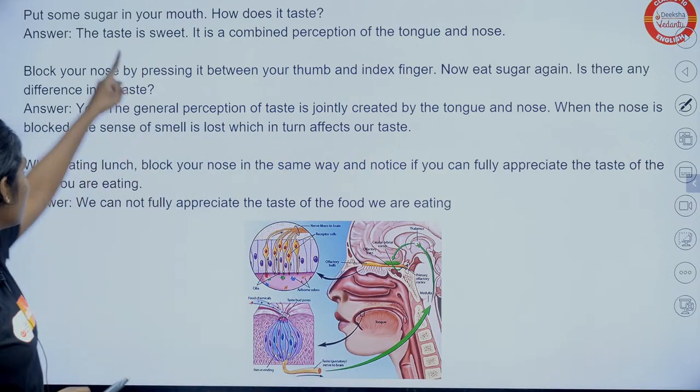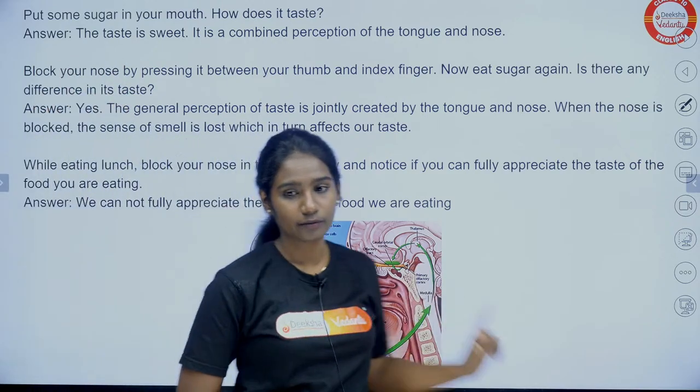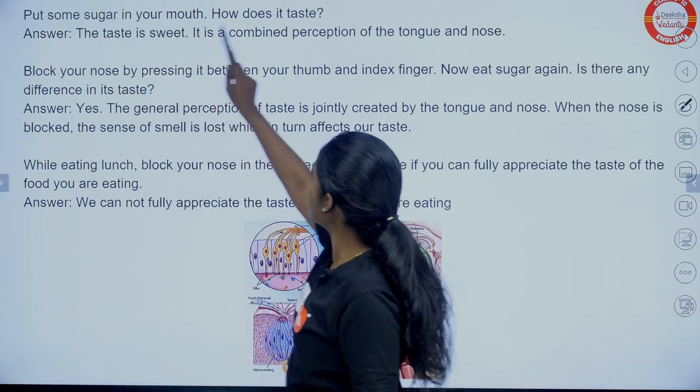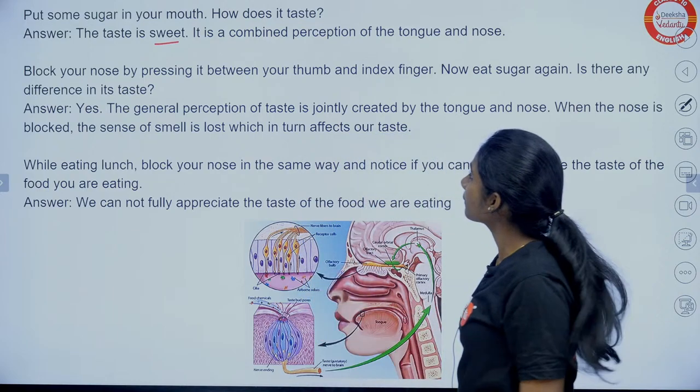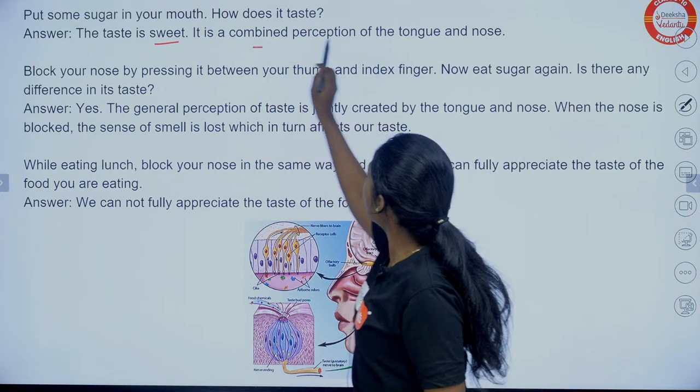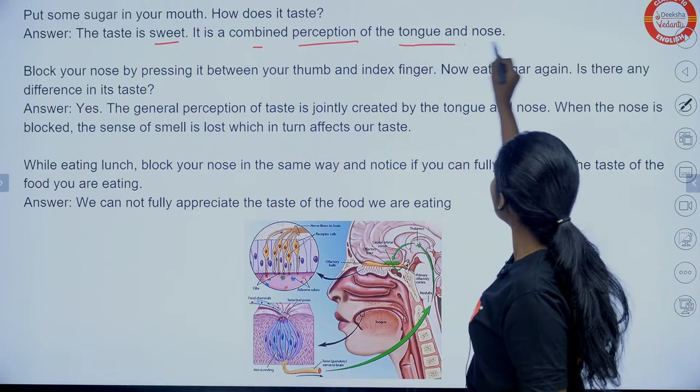Okay, clear with that? So, the same thing has been explained over here. First question, put some sugar in your mouth. How does it taste? Like I told you, it is sweet, right? It is a combined perception of the tongue and nose.